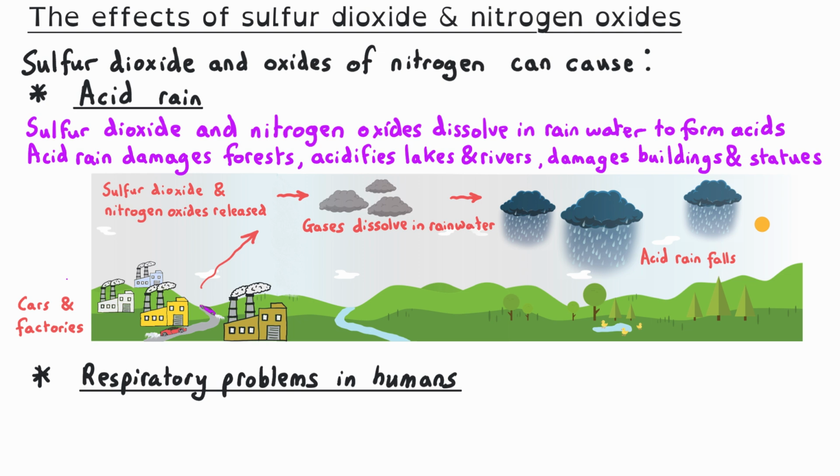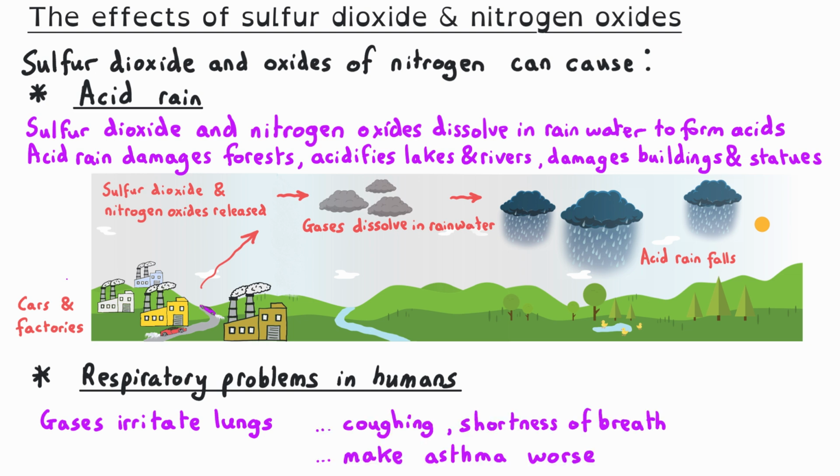For humans, both sulfur dioxide and nitrogen oxides are irritants that can cause or worsen respiratory problems. When inhaled, they can irritate the lining of the airways, leading to coughing, shortness of breath, and aggravation of conditions such as asthma. Long-term exposure may even increase the risk of chronic respiratory diseases. Reducing these pollutants is crucial, not only to protect our environment, but also to safeguard public health.